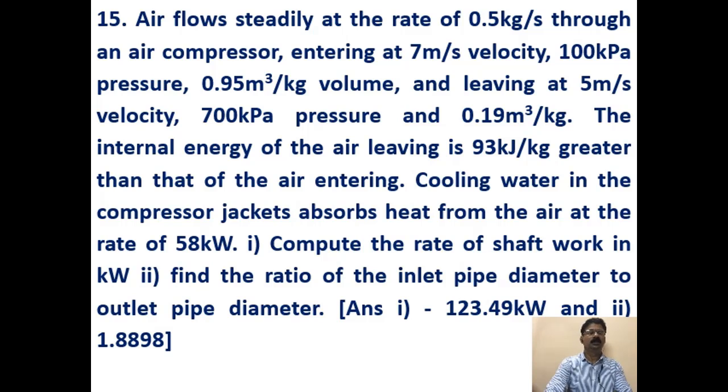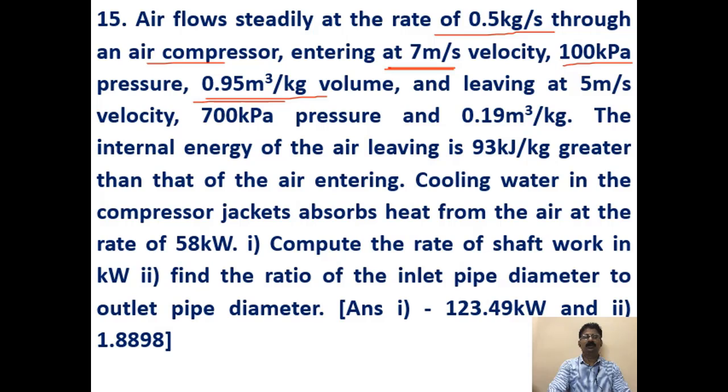Okay. So it is a problem on air compressor. Mass flow rate of air is given as 0.5 kg per second, and conditions for the inlet and outlet are given. So all of you note down on a paper, V1 is 7 meter per second, P1 is 100 kilopascal. This is capital V1, velocity, 7 meter per second. This is small v1, specific volume, 0.95 meter cube per kg.